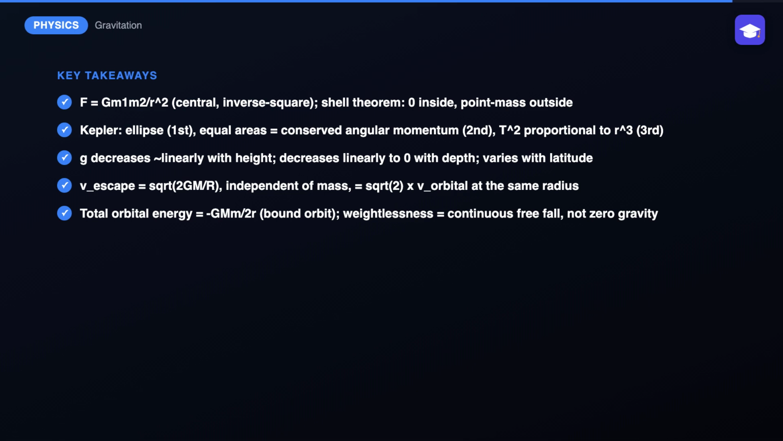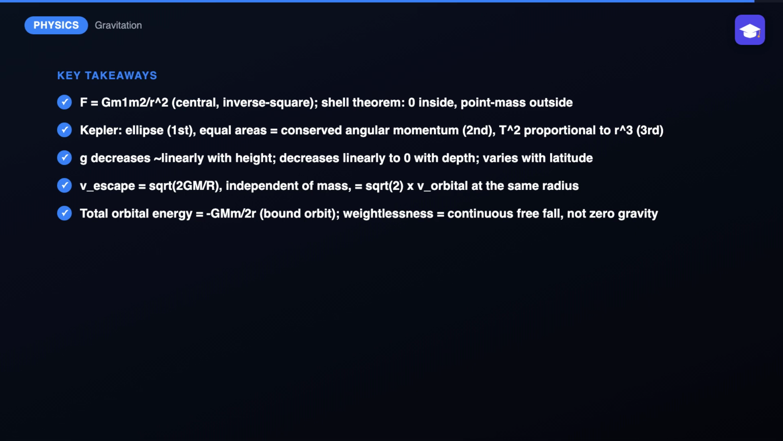g varies with height, decreasing roughly linearly, with depth decreasing linearly to zero at the center, and with latitude, due to Earth's rotation. Escape velocity, root of 2GM over r, is independent of mass and equals root 2 times orbital velocity at the same radius, while total orbital energy is negative GMm over 2r. Thus a satellite is bound with binding energy equal to its magnitude.